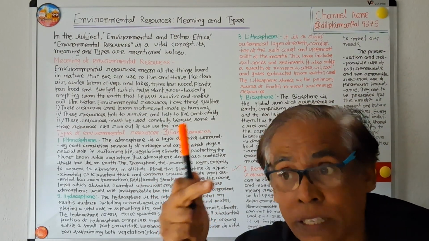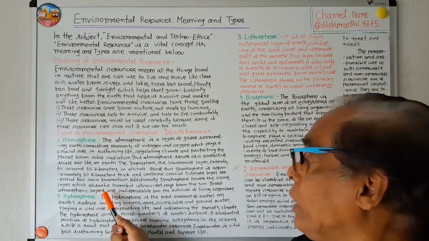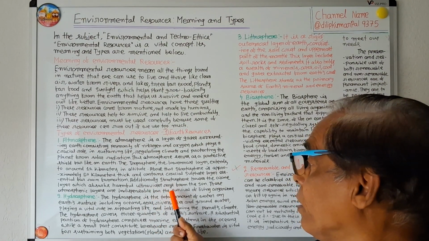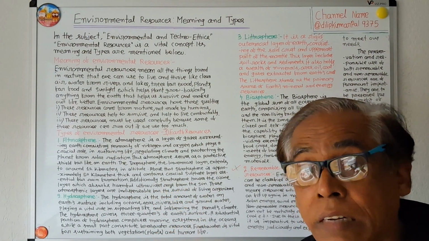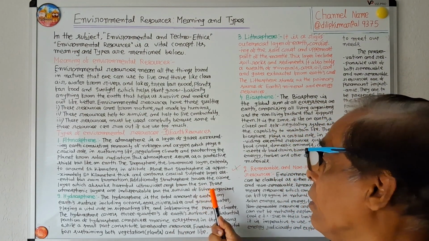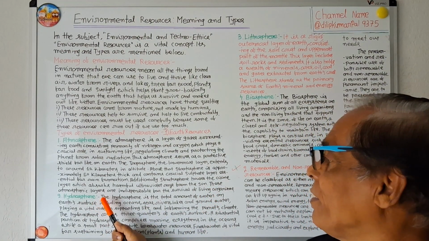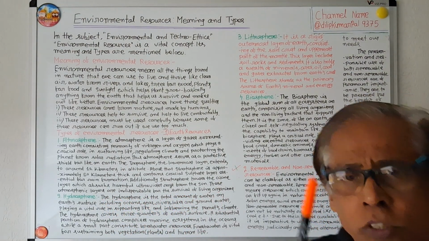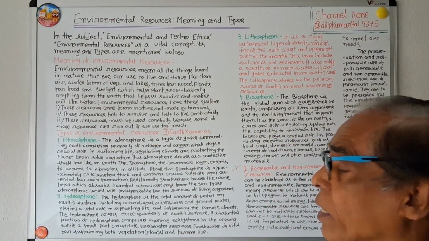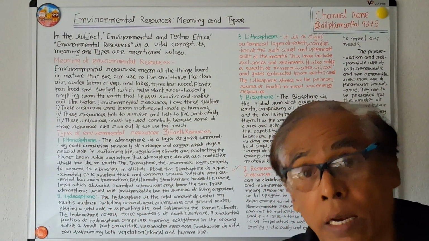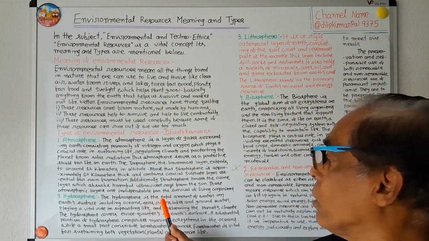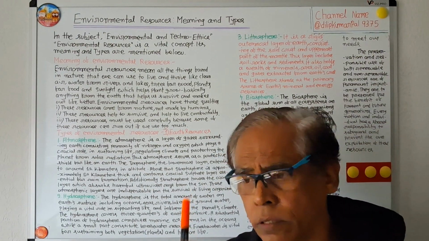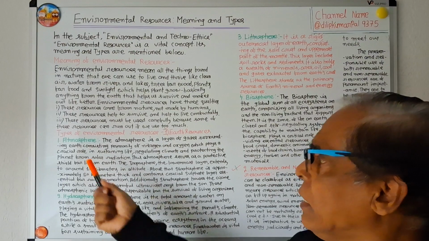In the stratosphere there is an ozone layer also, which absorbs ultraviolet rays, harmful ultraviolet rays from the sun. These atmospheric layers are indispensable for the survival of living organisms. So, the first category of earth resource is atmosphere.